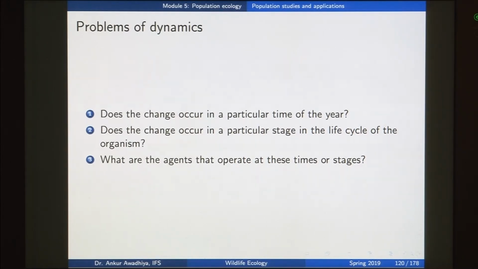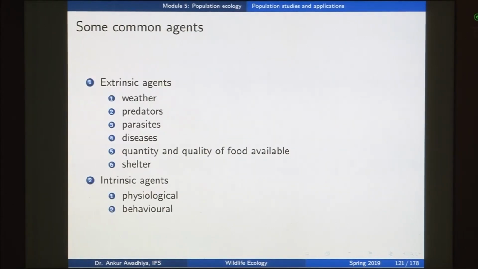And there can be a number of such agents. You can have extrinsic agents or you can have intrinsic agents. Extrinsic agents are those agents that act outside of the organism. So, things such as weather: probably it was very hot, very cold, very dry, or very wet. So, weather can be an extrinsic agent. Probably it rained much better this year.